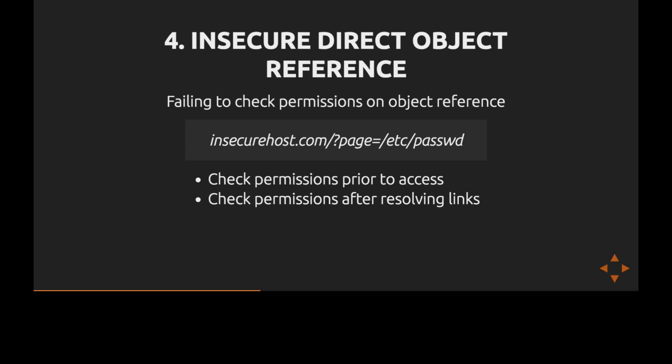Yeah, so just as an example here, you've probably seen sites where they have page equals about or page equals home. If you can do page equals slash etc password, that's probably a bad thing. But it doesn't necessarily just have to be files on the disk. It could also be things like database objects, where you've allowed someone to modify or have access to some file that they're not supposed to.